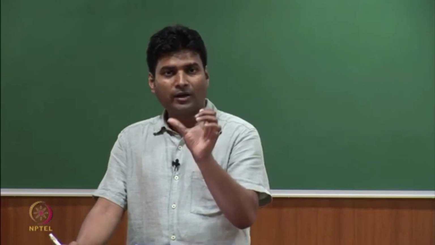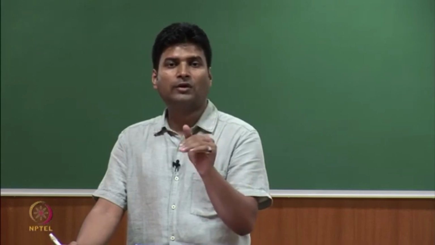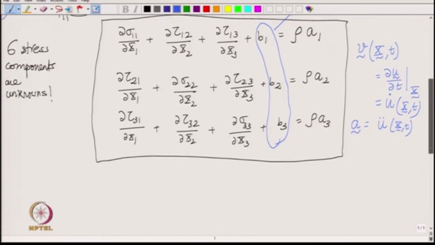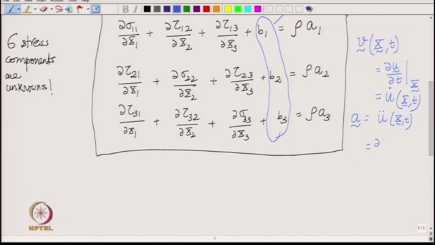So, for a particle, big X remains fixed, and when we talk of the velocity of a particle, it is simply del u by del t at constant big X. Okay. And we could also write this as u with a single dot of big X comma t. Likewise, what is the acceleration? So, acceleration would then be u double dot of big X comma t, which one could also write as del of velocity by del t at constant big X, keeping the material particle fixed.